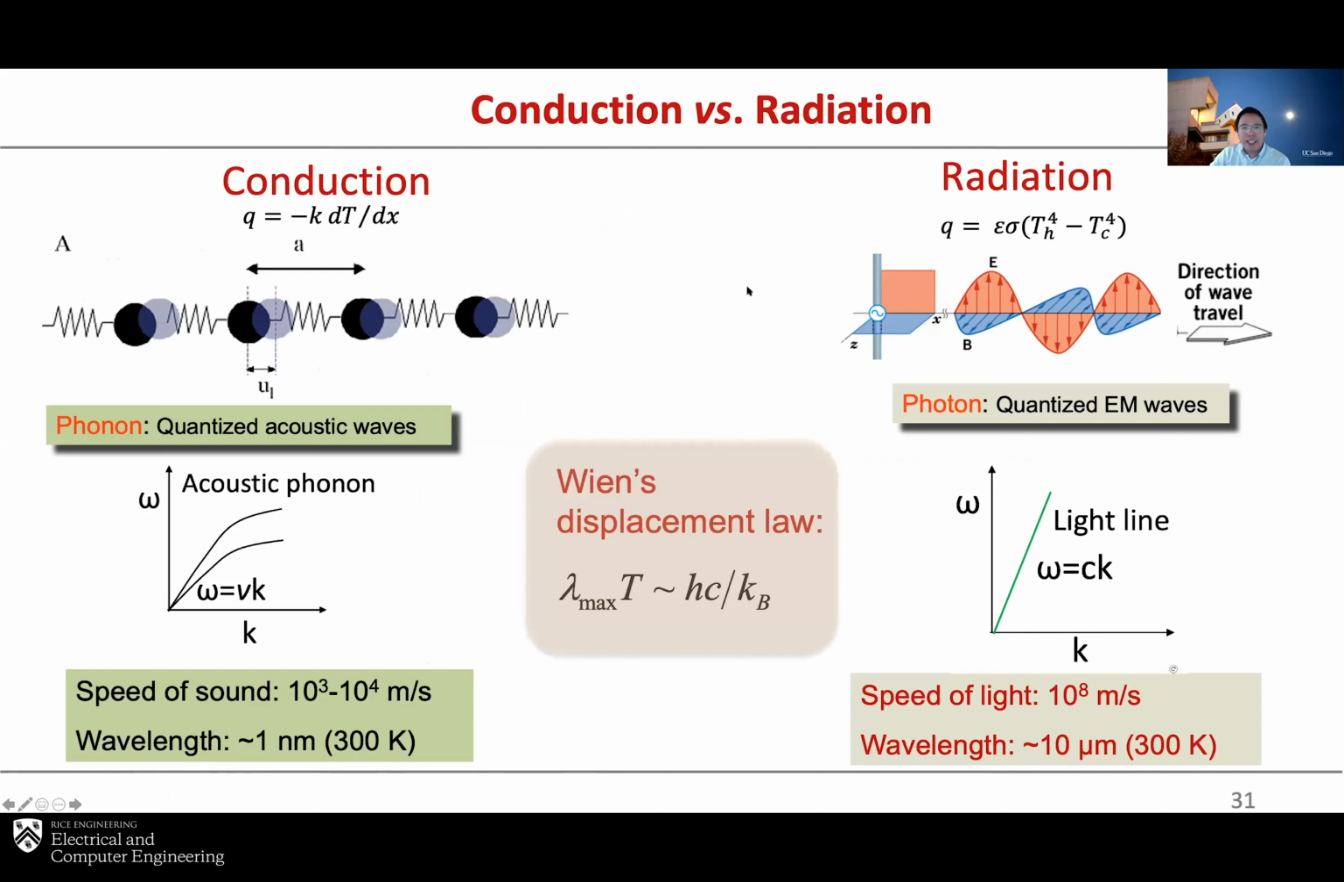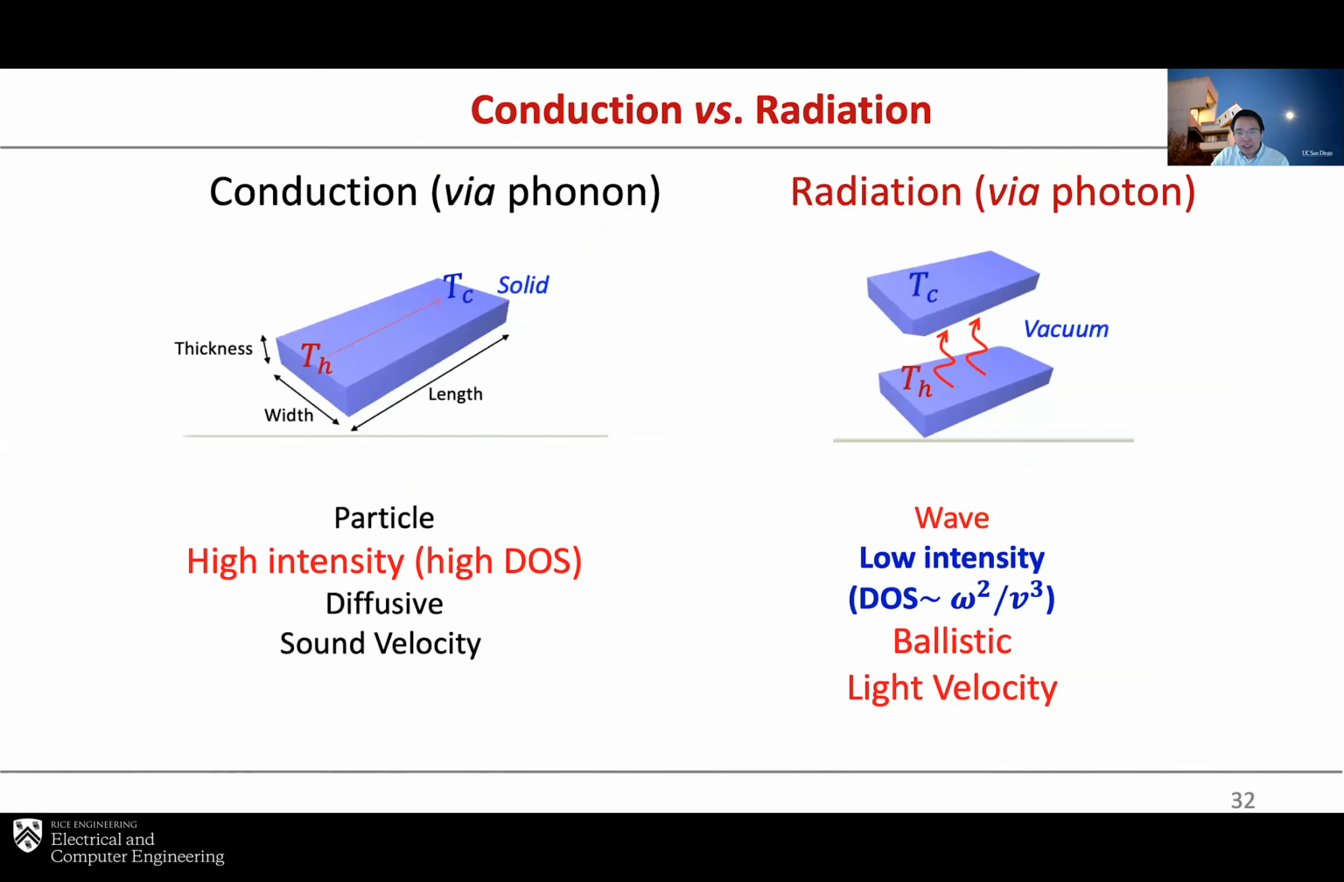As we said earlier, radiation is mediated by photons, which can be described by the dispersion of light or electromagnetic waves. There are a few key differences between radiation and conduction. Radiation is usually wave propagation in vacuum or in certain media, and it is mostly ballistic because you have long mean free paths and they travel at the speed of light, a much higher speed. However, one disadvantage is that radiation is usually not important.